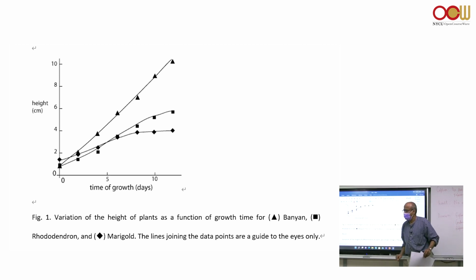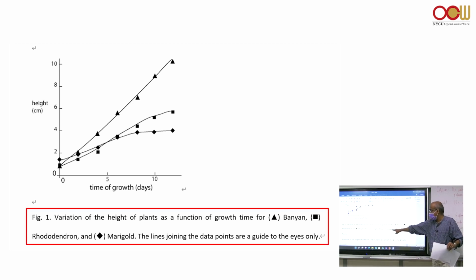You can say ABC. Okay, no problem. This is for the A tree and the B tree and the C tree. I just gave three names. And then the lines joining the data points are a guide to the eyes only. So this is the caption.